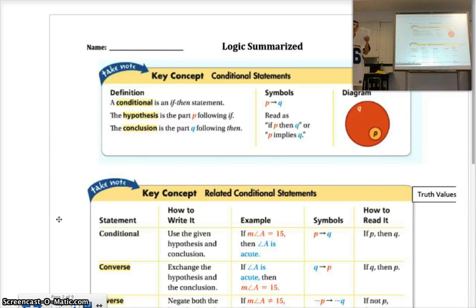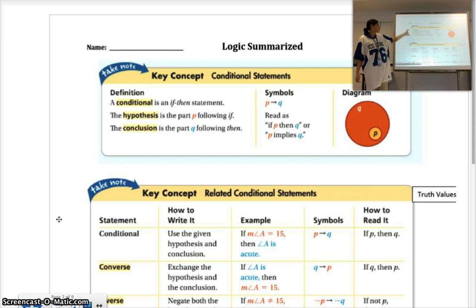Okay, so for this unit on logic, we're going to be talking about conditional statements. Conditional statements have two parts: a hypothesis and a conclusion. In our example here, and some of this, as I say it, you're going to be like, I have no idea what she's talking about. So we're just going to go slow through each thing. I promise it will make sense at the end.